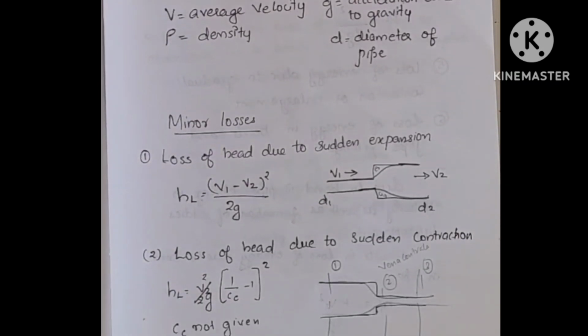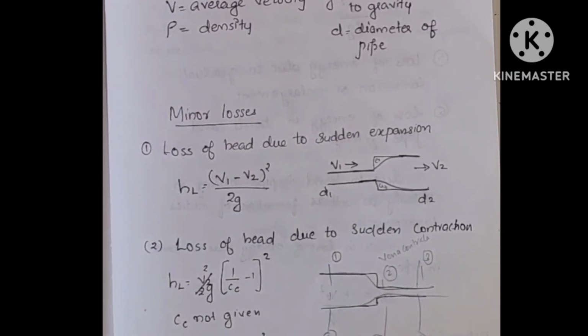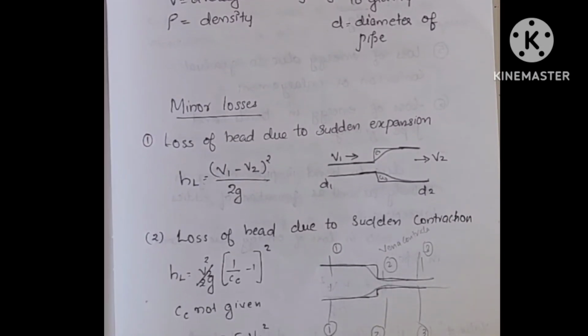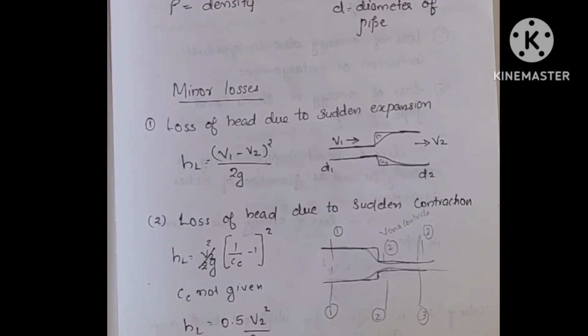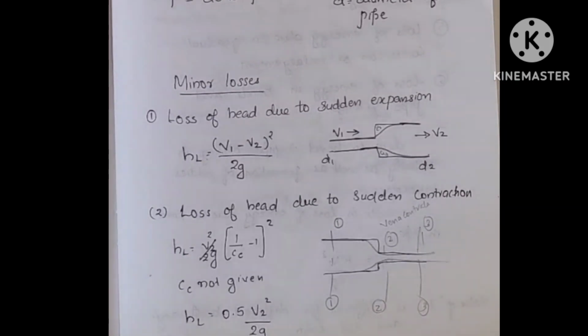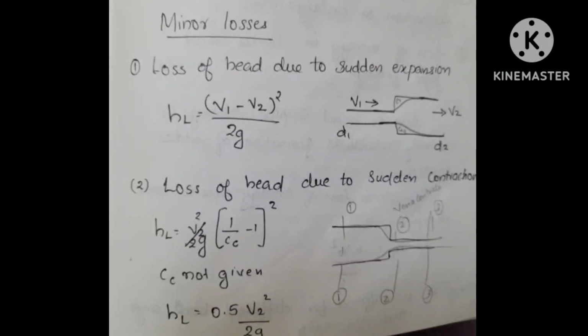The next one is minor loss. Minor loss is due to many reasons. First of all, minor loss due to sudden expansion. Head loss due to sudden expansion.